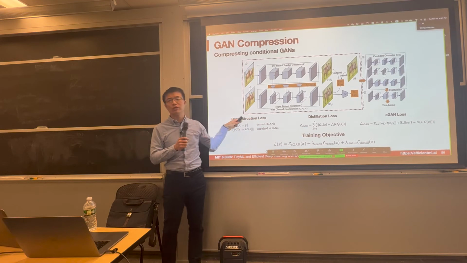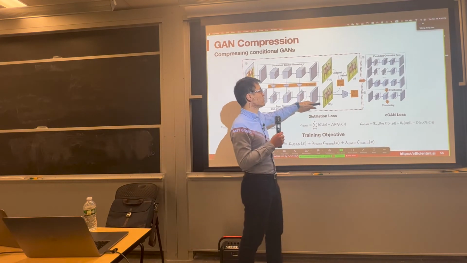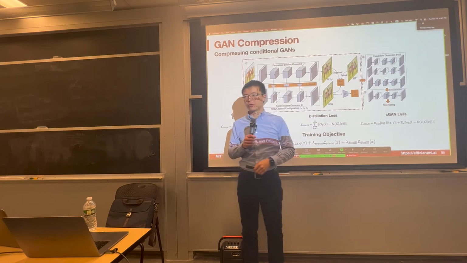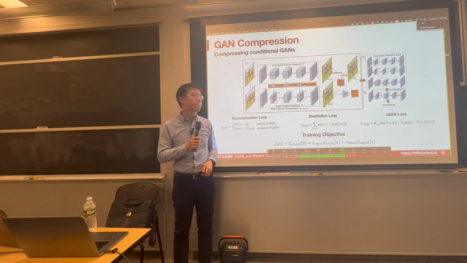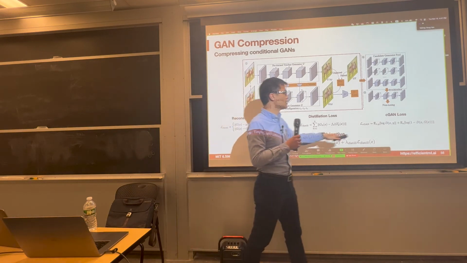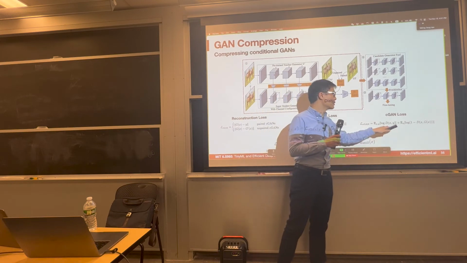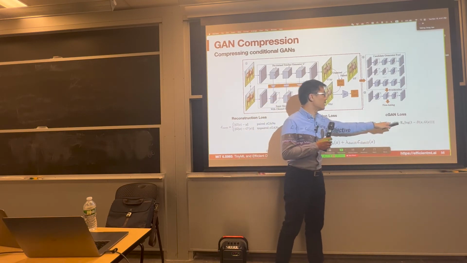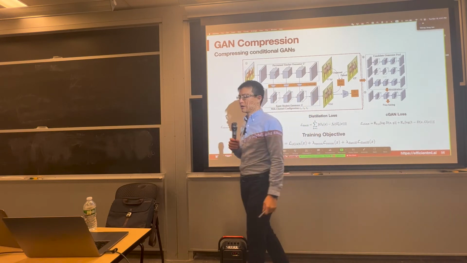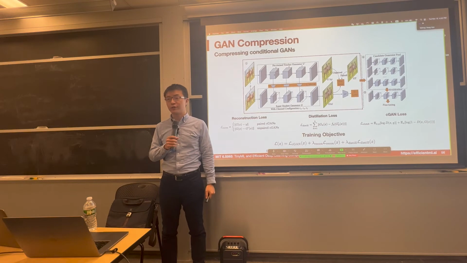We also have this reconstruction loss, right? From the teacher and from the student, we try to make sure they have very similar output. Okay. Finally, we have this conditional GAN loss, similar to what we have described so far. Make sure the discriminator can tell whether this is a fake or real image, and the generator can try to fool this discriminator.